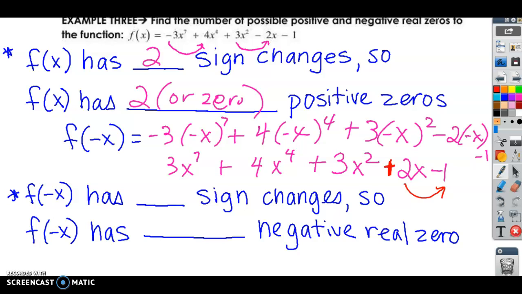So f of negative x has one sign change, and we can't subtract an even number from that, otherwise we'd have a negative value. So f of negative x has one negative real zero, which is going to be great when we're guessing, when we've got this list of zeros. Once we get 2, or if we have 0 positive zeros, we know we can stop, because we can't have any more than 2, and it has to have one negative.